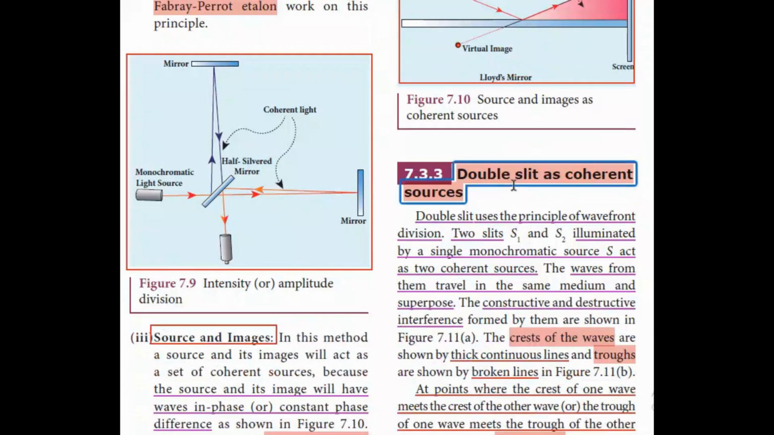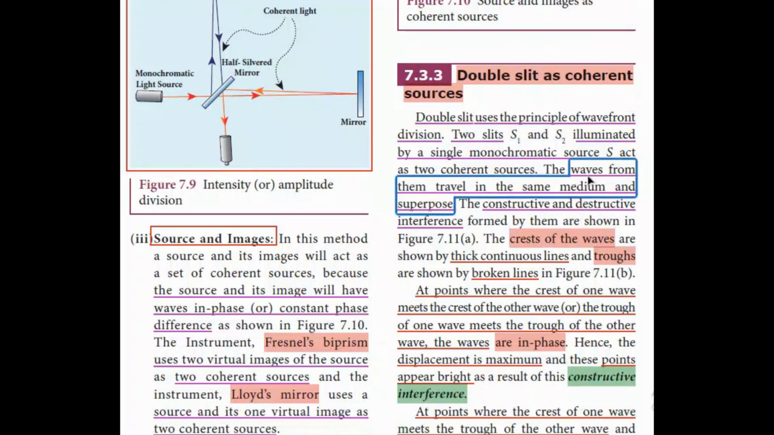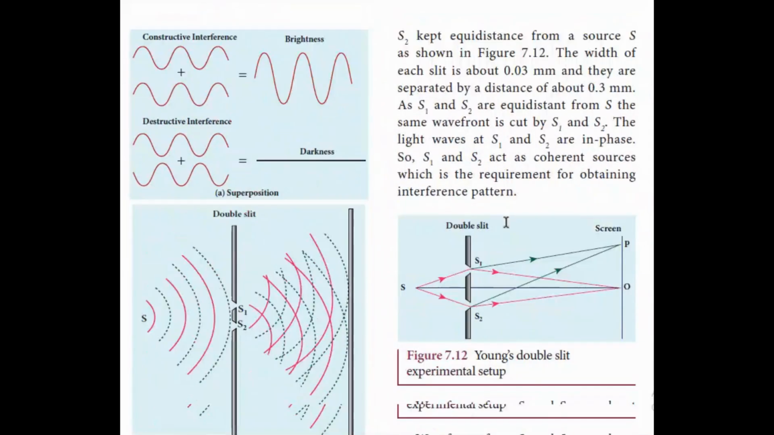Now let us study the double slit as coherent sources. Here the double slit uses the principle of wavefront division, and there are two slits S1 and S2 which are illuminated by a single monochromatic source S, and act as two coherent sources. The waves from them travel in the same medium and superpose with each other. The constructive and destructive interference formed by them are shown here in figure 7.11.